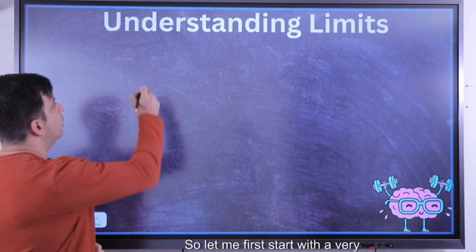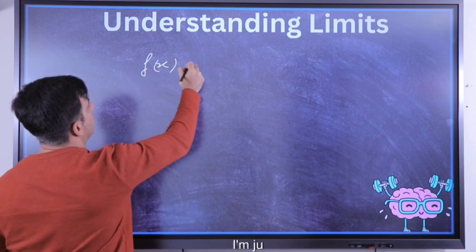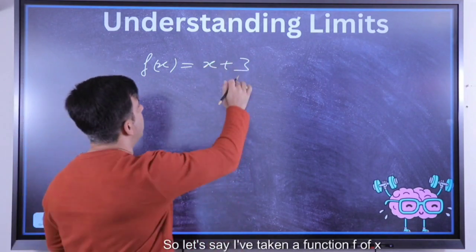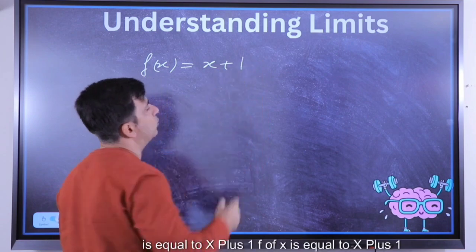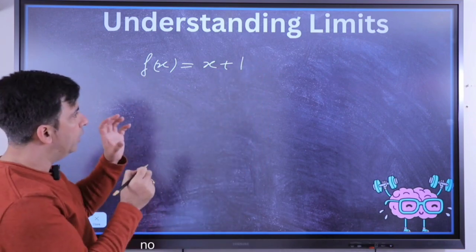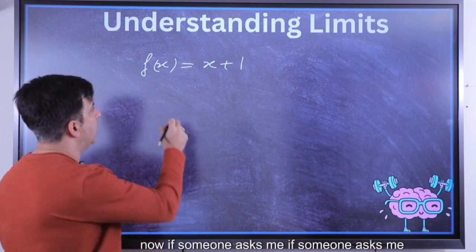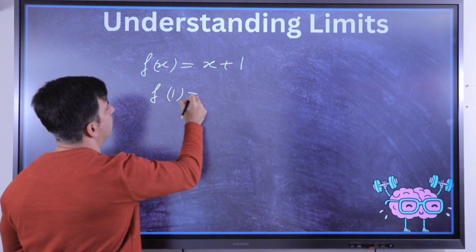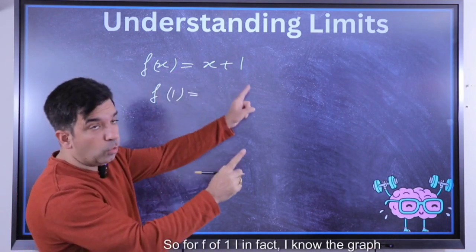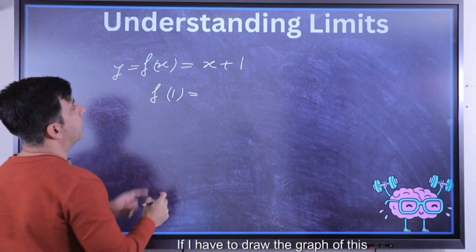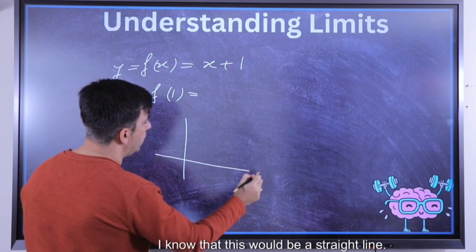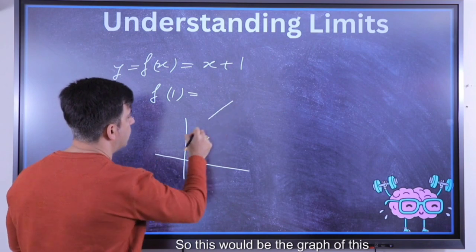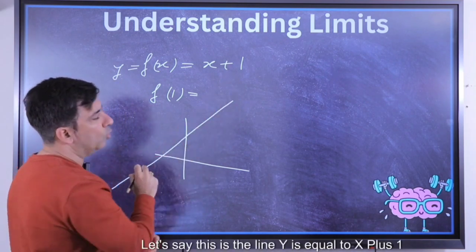So let me first start with a very simple function. I'm just taking a very simple function to make you understand the logic. Let's say I've taken a function f of x is equal to x plus 1. Now if someone asks me the value of f of 1, I know the graph of this function. It would be a straight line, simply y is equal to x plus 1.